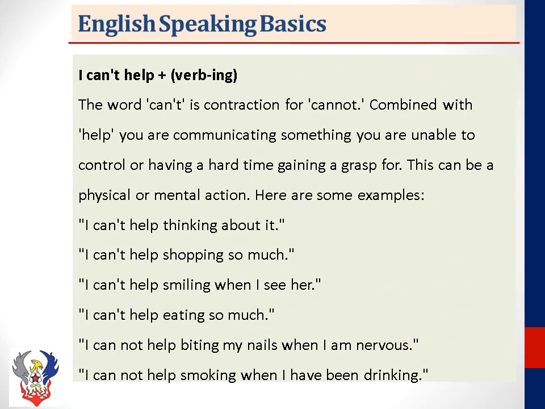Let us now look at the combination of I can't help plus verbing. The word can't is a contraction for cannot. Combined with help, you are communicating something you are unable to control, or having a hard time gaining a grasp for. This can be a physical or mental action. Here are some examples. I can't help thinking about it.